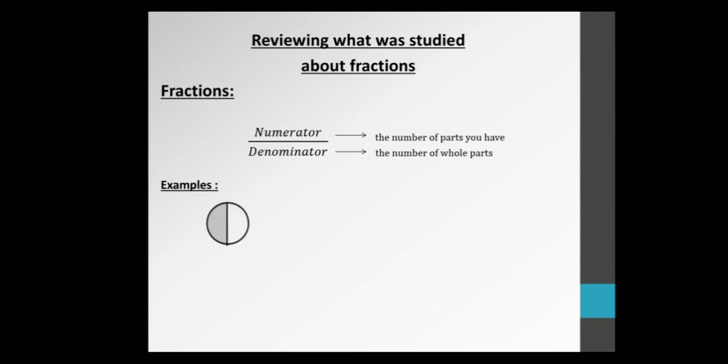For example, if I have a circle divided into two parts, and we take one part from the two parts, we can represent this circle as the fraction 1 over 2, which means half. Another one: a circle divided into 4 parts, and we take 3 parts from the 4 parts, so we can represent this as 3 over 4, 3 quarters. Another one, I have 3 triangles, and we take one triangle from these parts, so we can represent it by 1 over 3, 1/3.